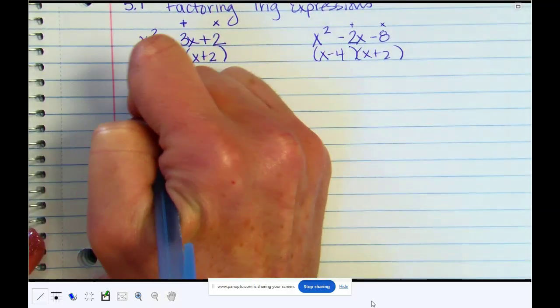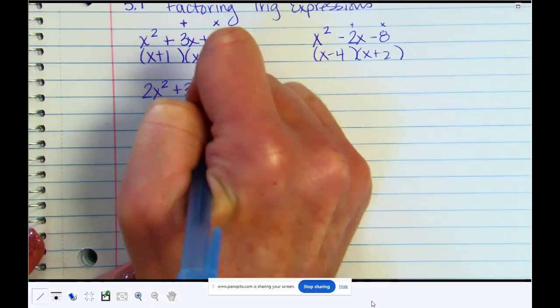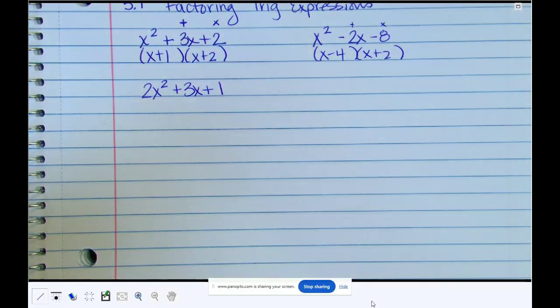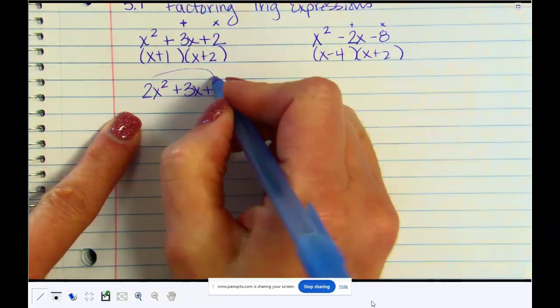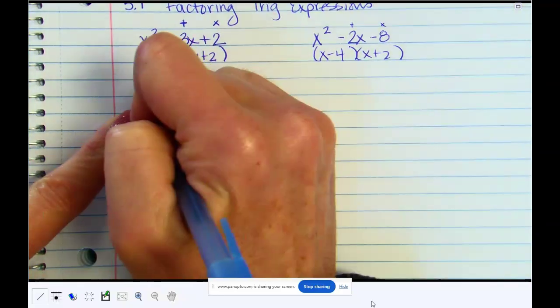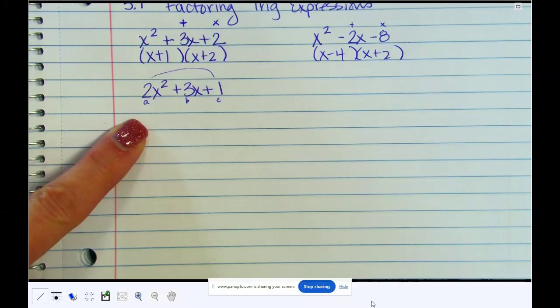So what happens when there's a number in front? Okay, I'm just going to review with you, that way you don't have to admit that you don't remember. What you do when you have a number in front, you multiply the a times the c, right? ABC, not the Pythagorean theorem, the quadratic formula.